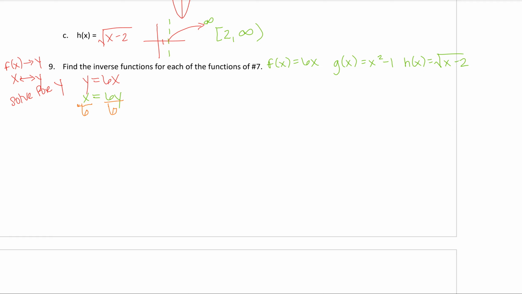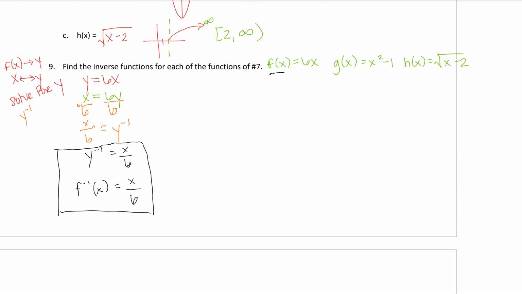Divide by 6 on both sides so that I get x over 6 equals y. And at the very end, I must add my inverse, 1. I also have to make sure that I make it the inverse. Another way that you could see this written: we know that it's y inverse equals x over 6. But because the original function is an f of x, we know that this could be f inverse of x is equal to x over 6. So either one of these is the correct function notation.